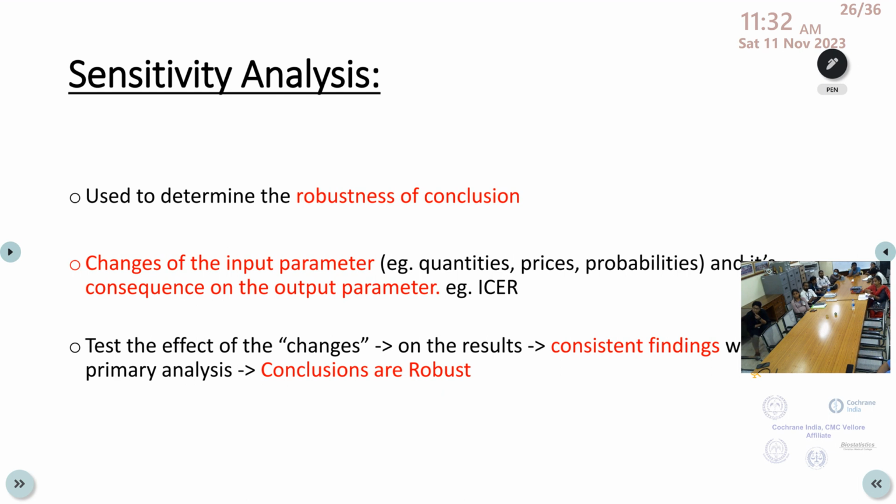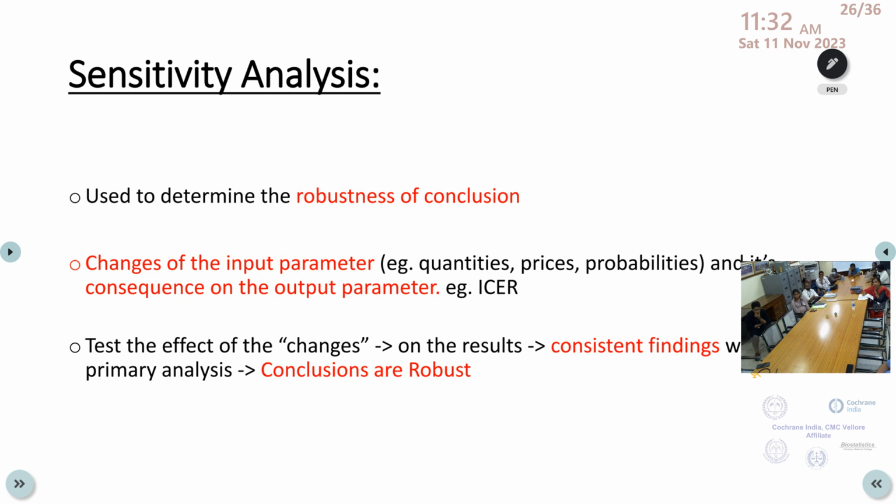So now, in simple terms, if I change the input and keep doing the analysis, my ICER or my output will change, but is this change showing the same conclusion as the initial one? So when you keep doing the study with different variable inputs, does it keep showing that unfractionated heparin is inferior to low molecular weight heparin? That is what we look at in the sensitivity analysis, and there are many types.